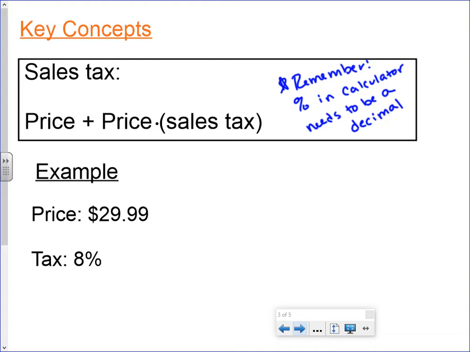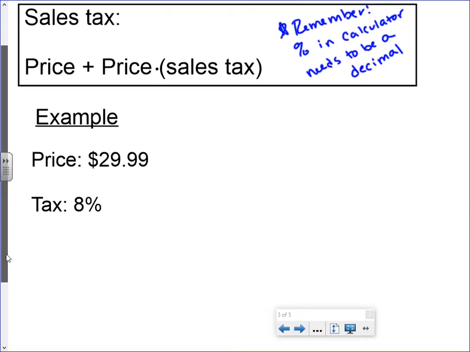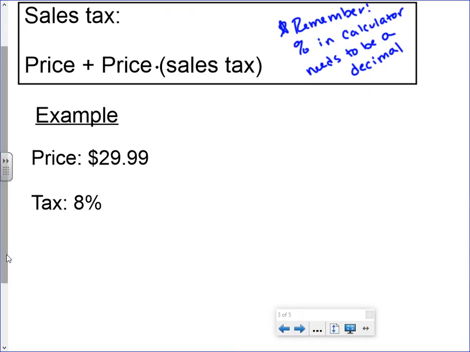So in my first example, my price is $29.99, and my sales tax is 8%. Remembering my formula, or my setup right up here, I'm going to take my price, which is $29.99, and it says to add, so I'm going to add the price again, but this time I'm going to multiply this price by the sales tax.